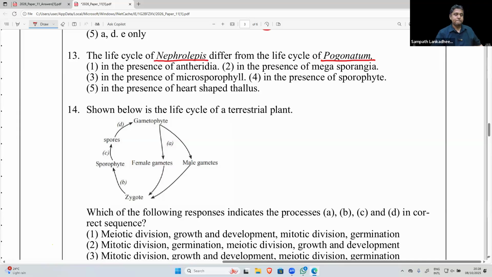Presence of antheridia, no, both have antheridia. Nephrolepis has antheridia, Pogonatum also has antheridia. Presence of megasporangia, no, you don't see that in both. The presence of microsporophylls, not present in both. Presence of sporophyte, no, sporophyte is present in both. Presence of heart-shaped thallus, that is correct. Fifth one is the answer, heart-shaped thallus. Question number 14.